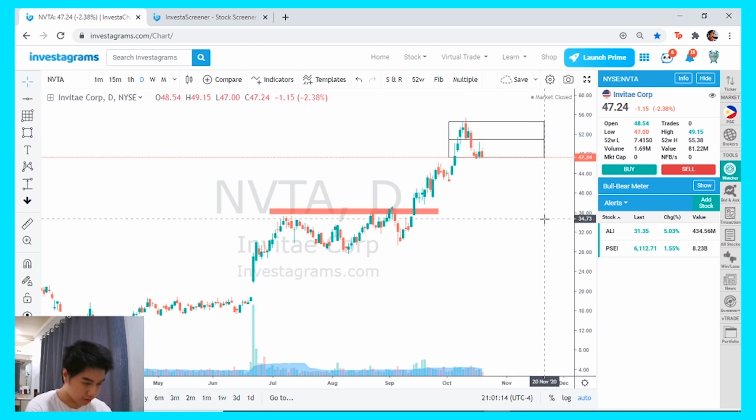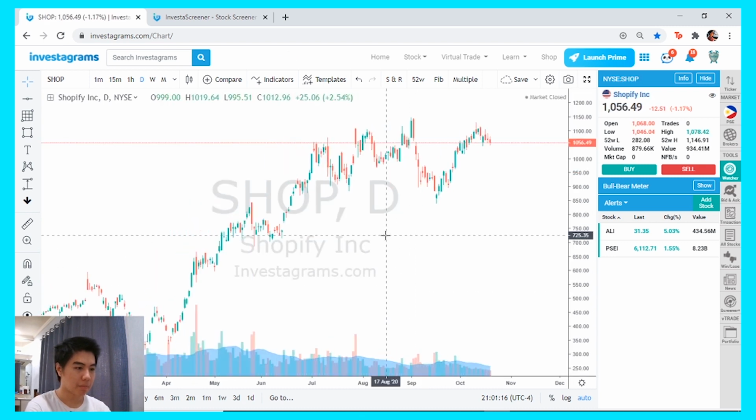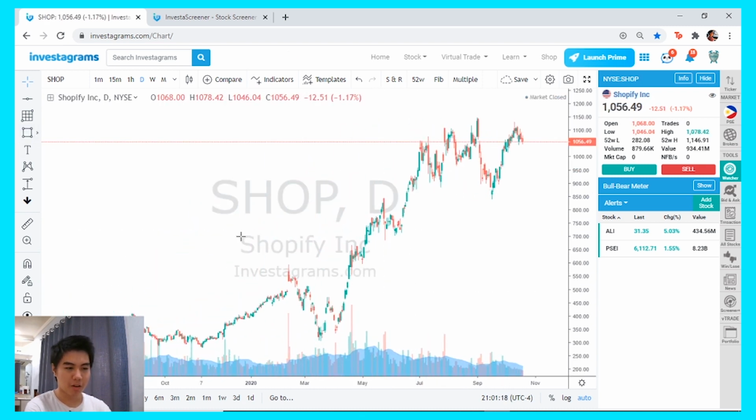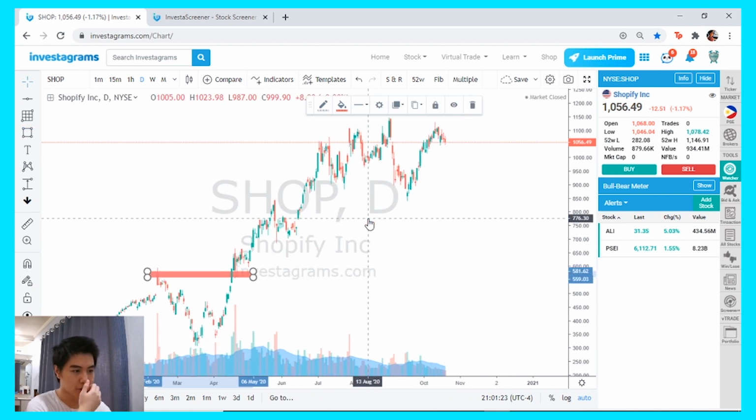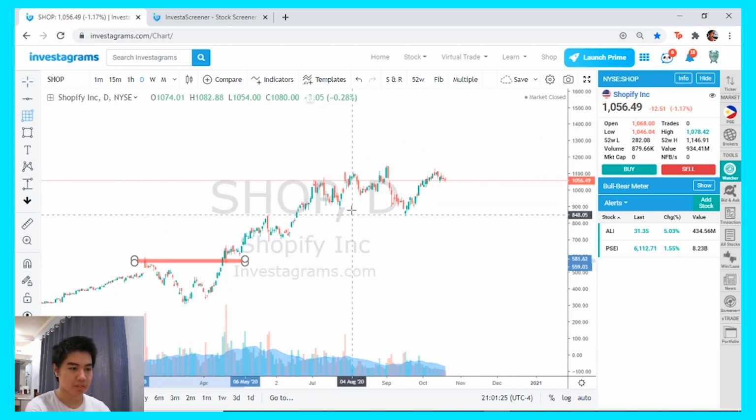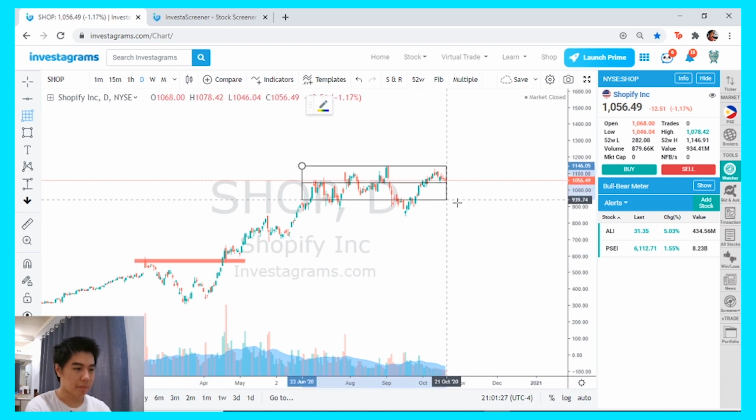And then lastly was yung SHOP. So si SHOP, malapit na yun re-breakout ulit. So parang online shopping ito, Shopify. So after breaking out here, lakas. Tapos ito, may major consolidation ulit tayo. So tingnan natin kung kaya mag-breakout.